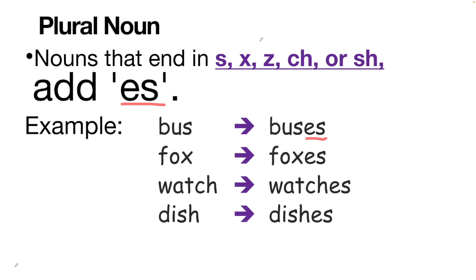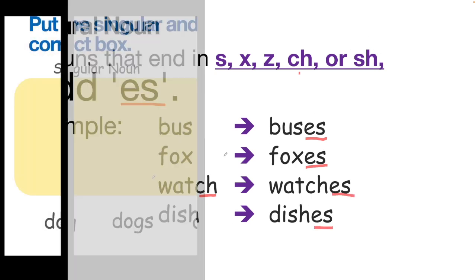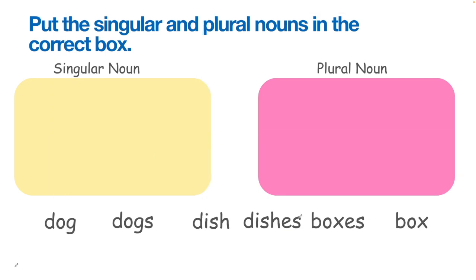Fox, so ends with X, right? You add ES. Foxes. Watch, ends with CH over here. You add ES. Watches, and same with dish. Dishes, SH over here.